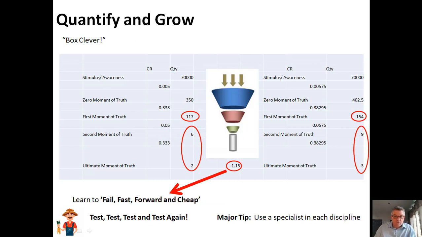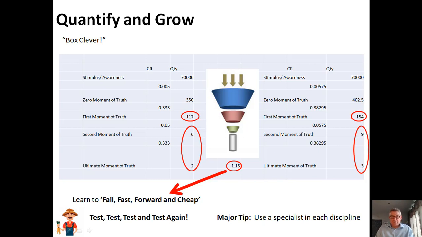And the way to do that, well, we'll do a lot more on how to achieve that in the next lesson. But essentially what you need to do is to learn to fail. You learn to fail fast, forward, and cheap. So the way you increase each of those conversion points, as I say, we'll cover in a lot more detail in the next lesson, but it's all about split testing, etc. So you've got to test, and test again.